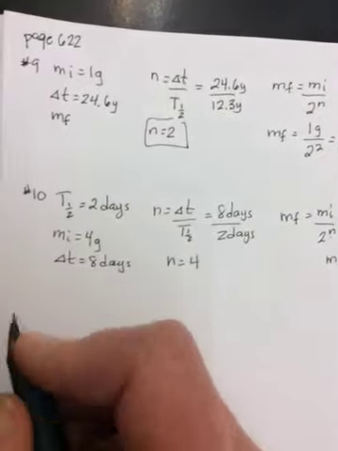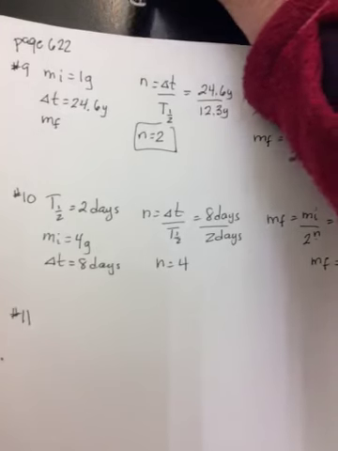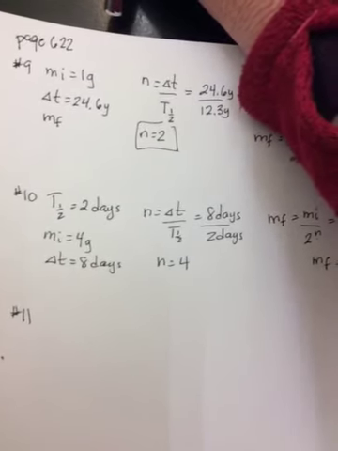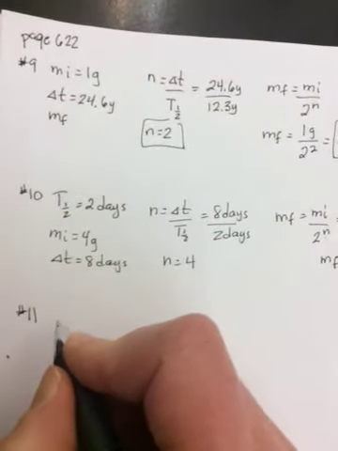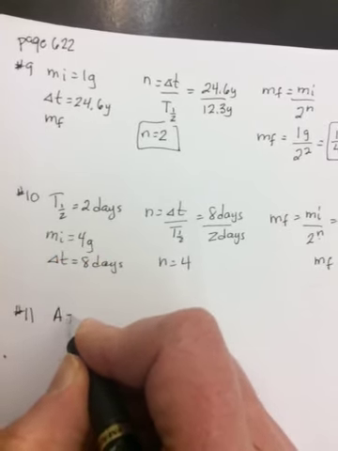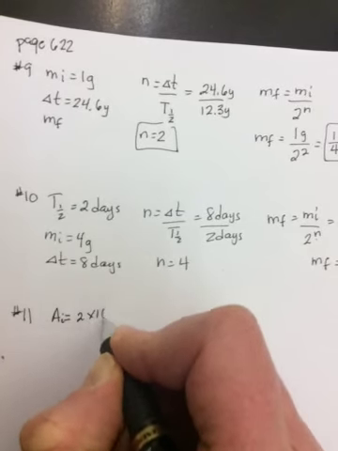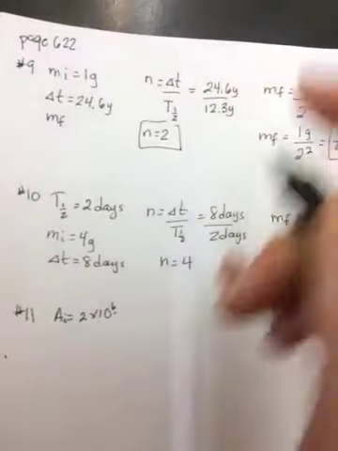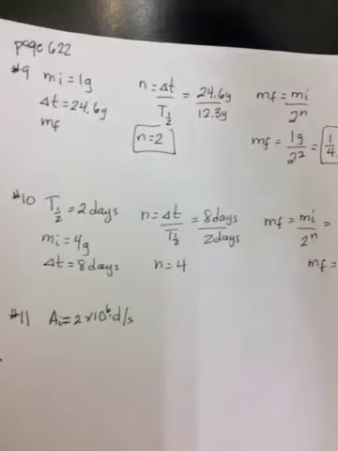Number 11 says, a sample of polonium-210 is purchased for a physics class on September 1st. The activity is 2 times 10 to the 6 decays. So remember how we talked about, doesn't always have to be grams, it can be activities too. So I'm going to call it A, and that'll be AI, is 2 times 10 to the 6th decays per second. I think that's called a Becquerel, maybe.